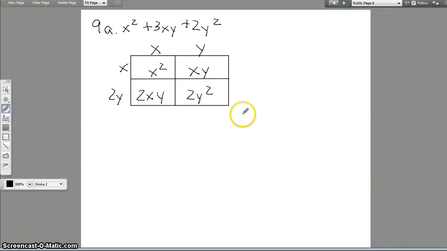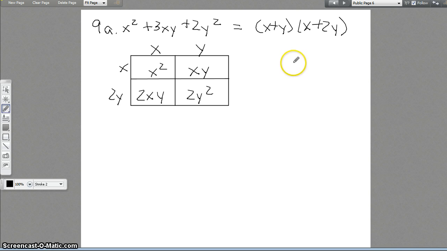What they're wanting you to write down for this is what things you have to multiply to get x squared plus 3xy plus 2y squared. So we take what's on the top, which is x plus y, and we multiply it by what's on the side, which is x plus 2y. And that's all that the problem is asking you to do. The problem is already worked out for you.